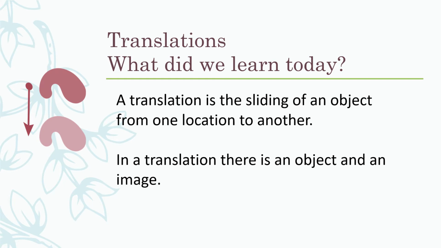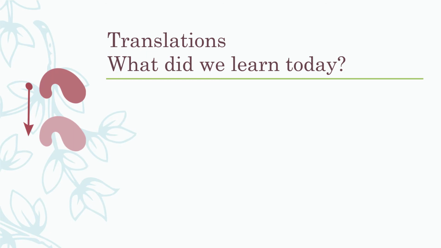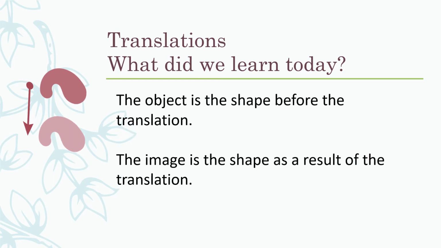We know that in a translation, there is an object as well as an image. So remember, these 2 terms in particular always apply to all transformations. When we speak about the object, always remember it is the shape before the translation occurs. In this case, because we're talking about translations, the image will always be the result of the translation.